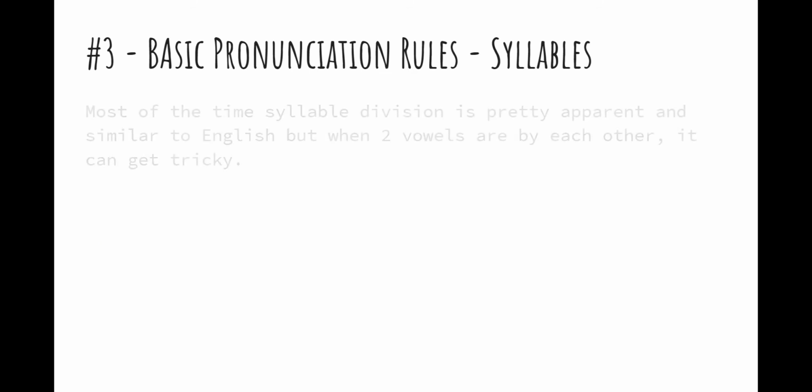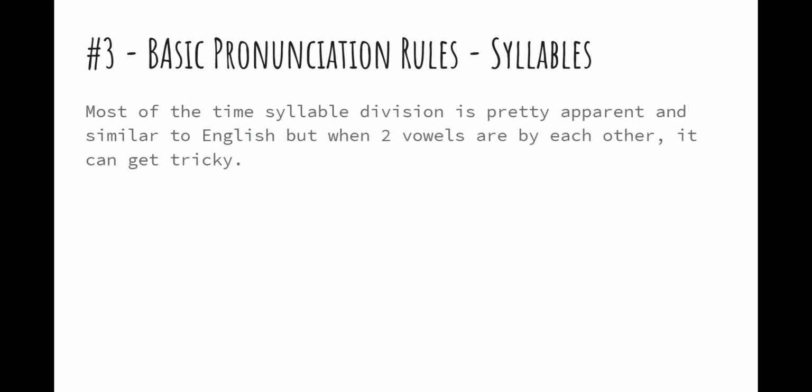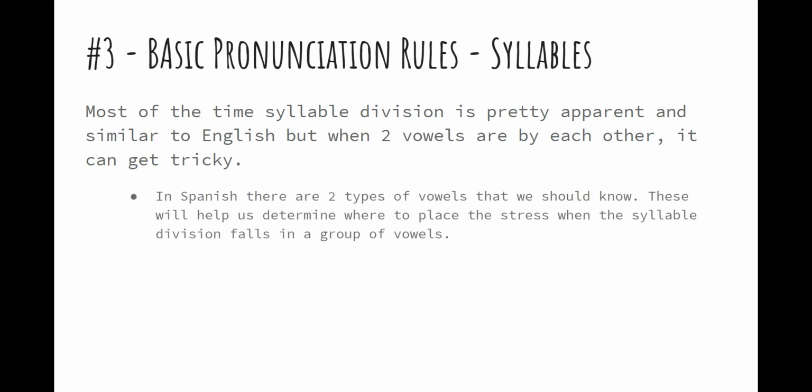A few things with syllables. Most of the time, syllable division is pretty apparent and similar to English, but when two vowels are by each other, it can get a little bit tricky. And this is two vowels by each other when that is the point where you've got to break the syllables or figure out where the stress is on the two vowels. So in Spanish, there are two types of vowels that we should know. These will help us determine where to place stress when syllable division falls in a group of vowels.